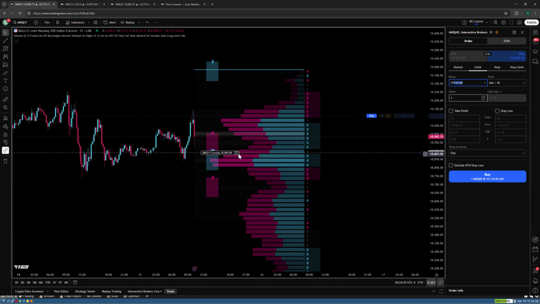I think it would be smart for us to not enter in at this alert level, but rather wait till we get a little bit more into the zone of control where there's buyers. So maybe 18,860. Yep. 18,860. And that will give us the opportunity.